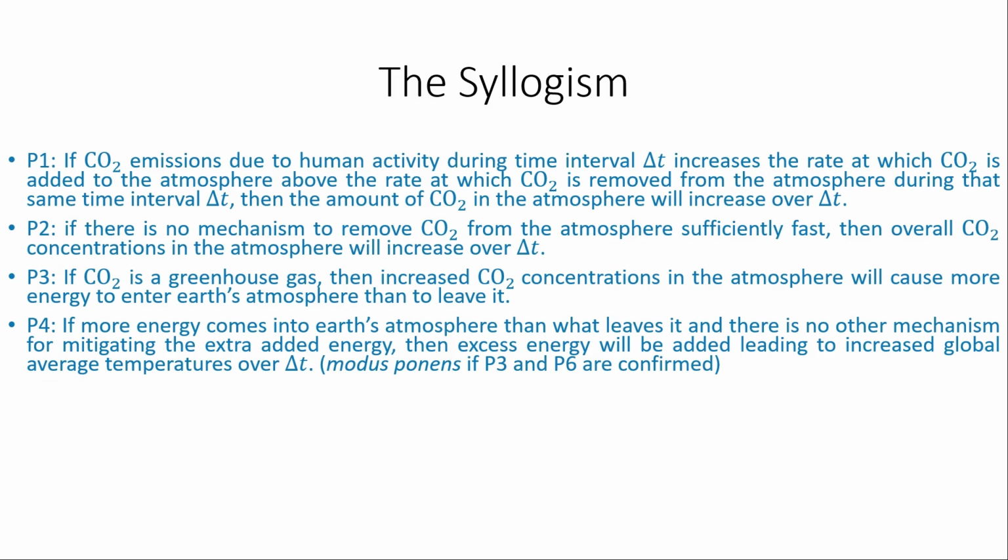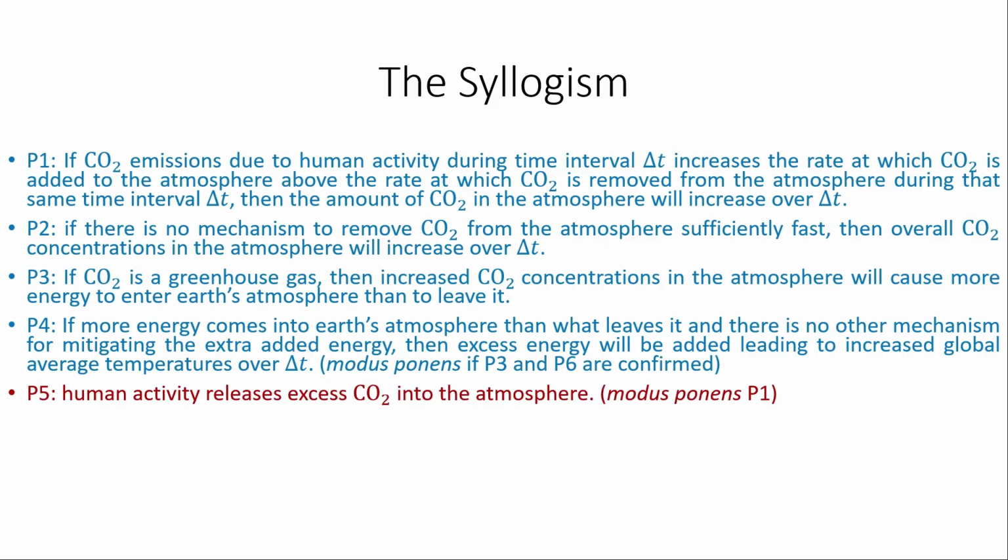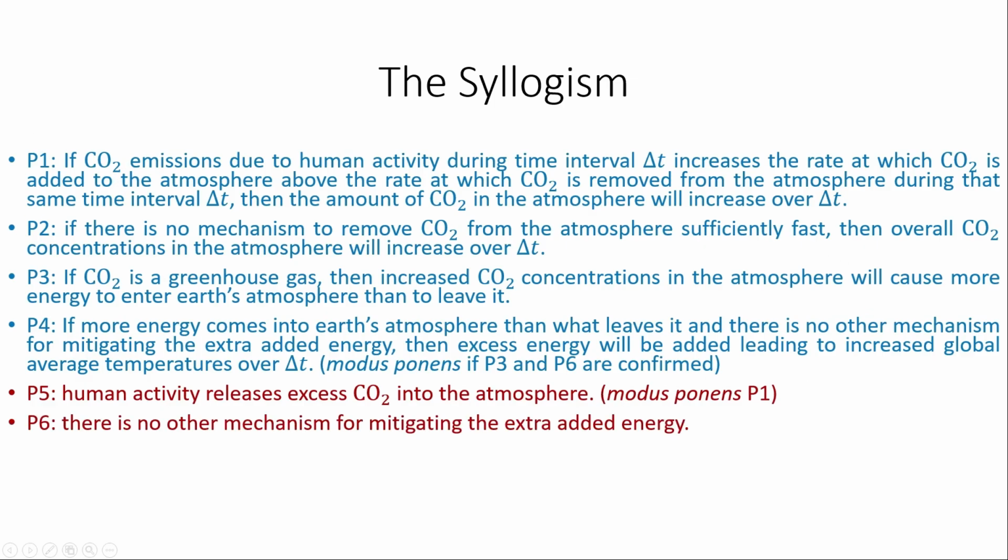But then come the factual premises, which are the things that the science is actually going to try and determine. The first of these, P5, is that human activity releases CO2 into the atmosphere. Again, this is something that you would actually have to go out and measure in the real world. The ones in blue, like I said, are the sort of hypotheticals. Then P6: there is no other mechanism for mitigating the extra added energy. That's going to go towards the modus ponens on P4.